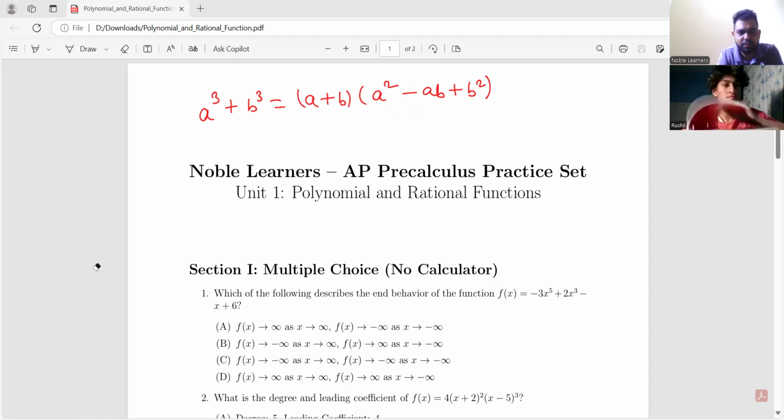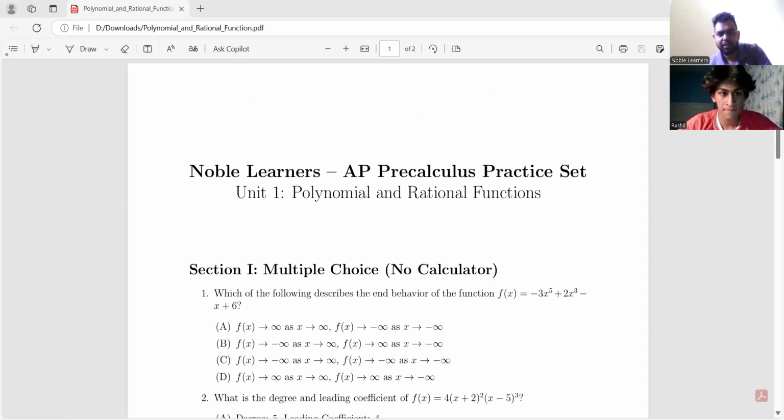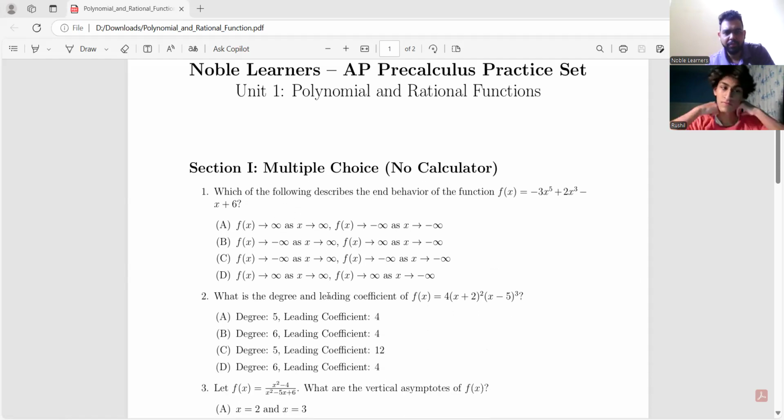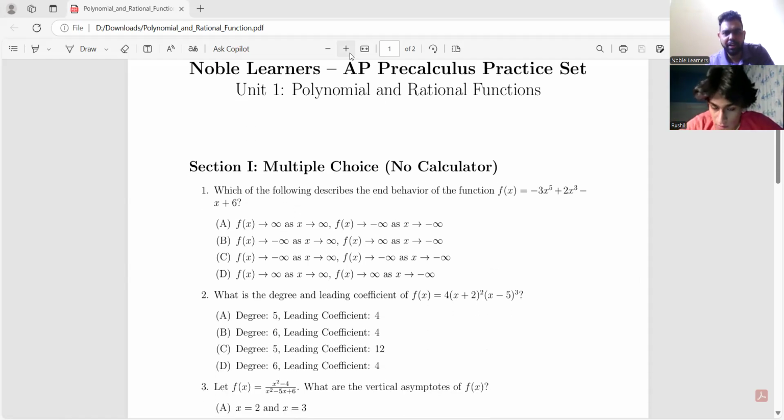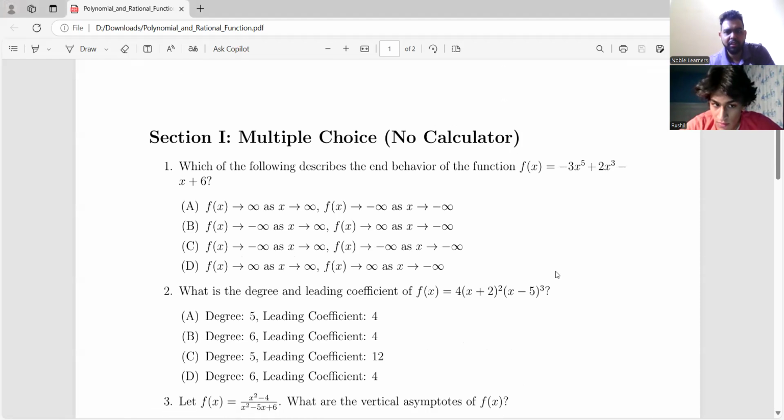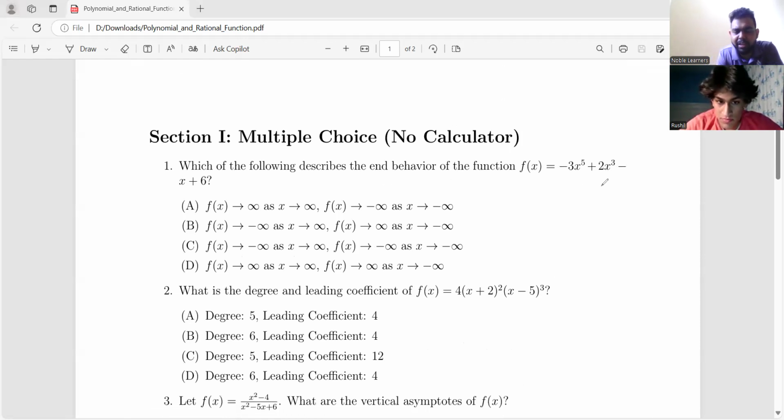Let us try to solve these questions, okay? Like all of them, whatever we have. So try the first question. I would be telling you the concept and then we will try to solve this. So basically they are asking which of the following describes the end behavior of the function. So you know how to decide the end behavior of a polynomial function?